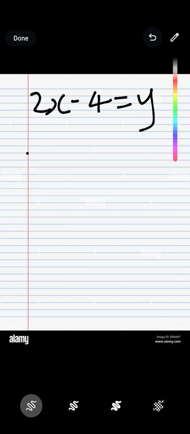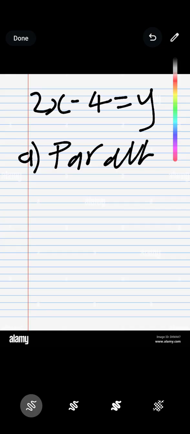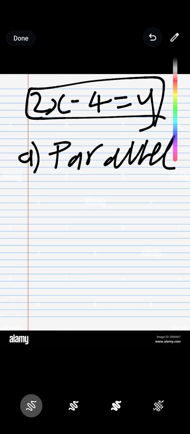First, let's start with parallel. Find the equation of a line parallel to this. They want us to find the equation of a line which is parallel to this, and this line is passing through a point. Not M, M is bad, okay, let's say Q.